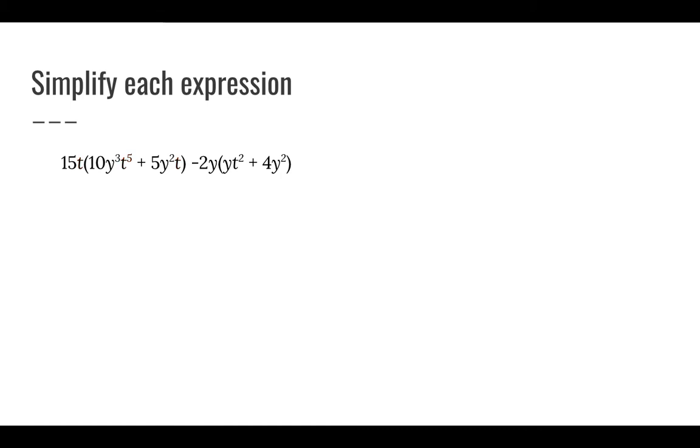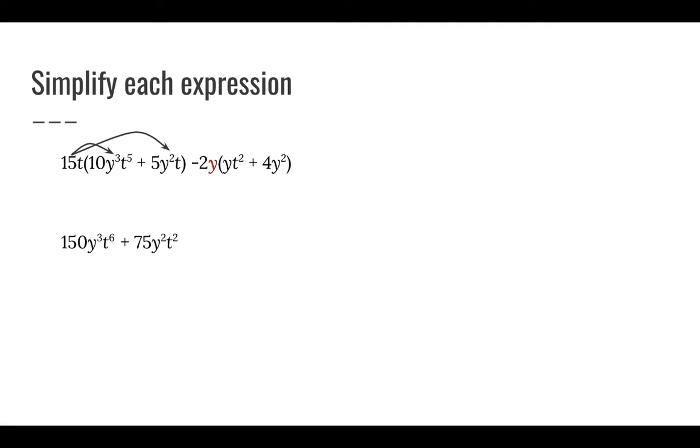So when I distribute the first one, 15 times 10 is 150, but I will leave it y to the 3rd since y is not the same letter as t. T and t to the 5th will turn into t to the 6th. Distribute the second time, 15 times 5 gives us 75. Again, y squared is going to stay y squared because y is not the same letter as t, but t and t makes t squared.